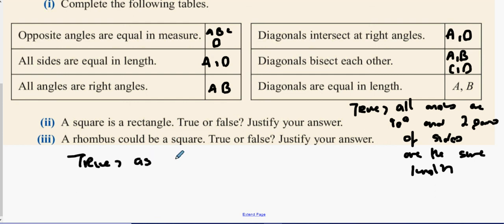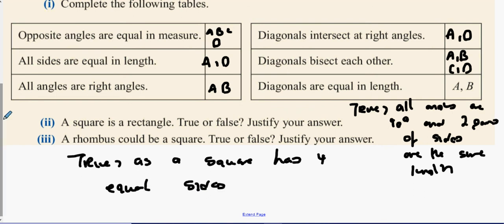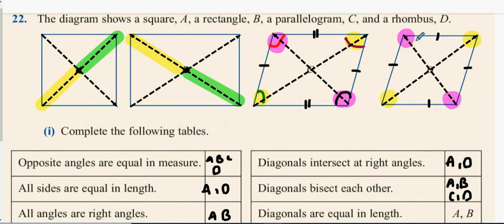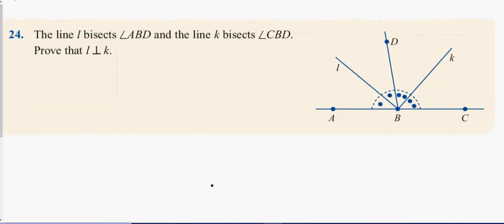A square has four equal sides. See, the deal is the rhombus can have any angle it wants. It has to have the same length for all four sides, but it can have any angle it wants, including 90 degrees, which will turn it into a square. So once again, all squares are rhombuses, but not all rhombuses are squares. Alright? Now the last one.